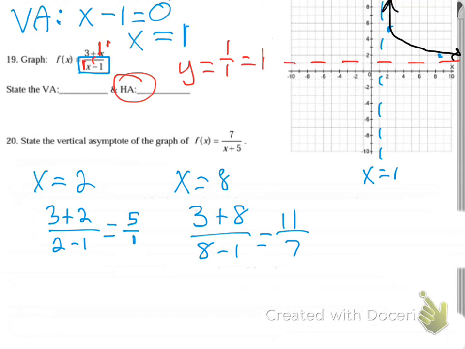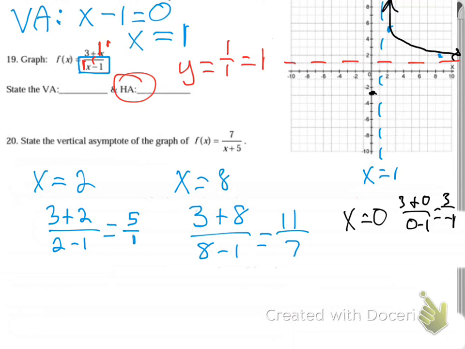Now I have to figure out what's going to the left of my vertical asymptote. So I'm going to pick a point to the left. Let's try 0. If I let x be 0, I get (3 plus 0) over (0 minus 1), which is 3 over negative 1, which is negative 3. So at 0, I'm at negative 3. Again, I know that's not perfect.